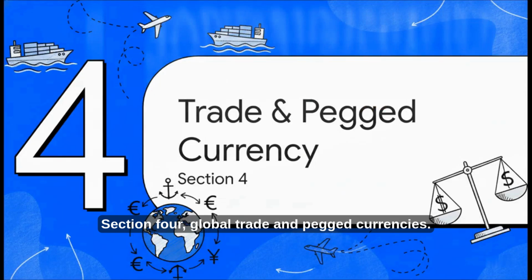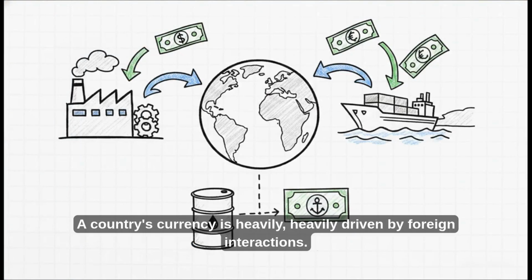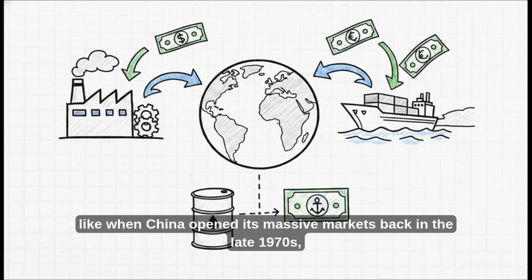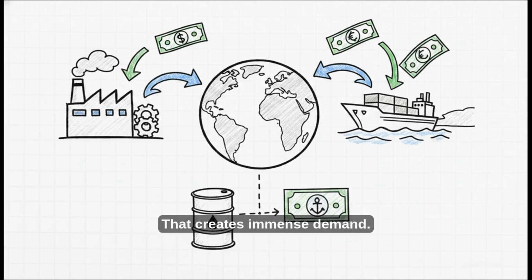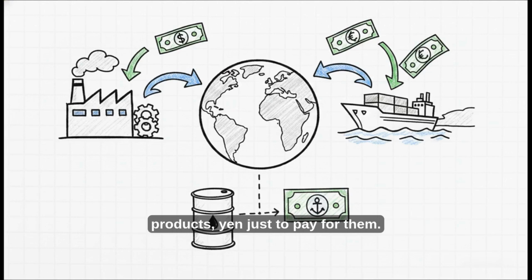Global trade and pegged currencies. Let's zoom out even further. A country's currency is heavily driven by foreign interactions. If foreign businesses want to build factories, like when China opened its massive markets back in the late 1970s, they need the local currency to buy land and pay their workers. That creates immense demand. Similarly, if Japan is exporting a massive number of cars, buyers all around the world have to acquire Japanese yen just to pay for them.